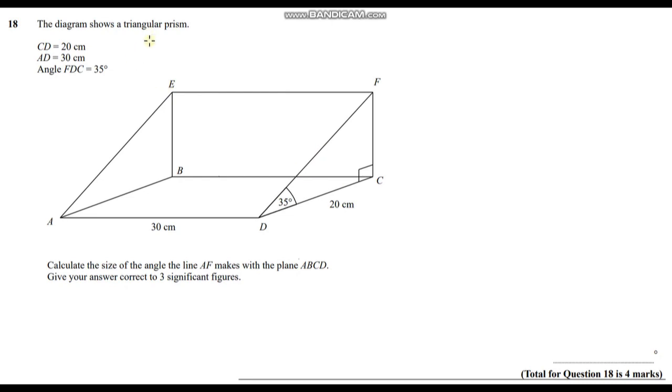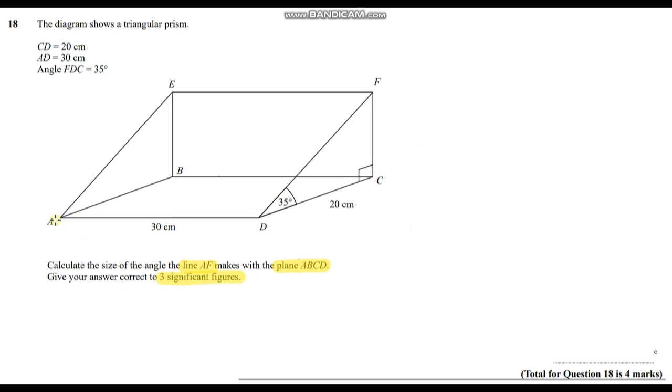Question 18. The diagram shows a triangular prism. The length CD is 20 centimeters. The length AD is 30 centimeters. And the angle FDC, which is this angle here, is 35 degrees. Calculate the size of the angle, the line AF. So the line AF is from here to here, so we're going to have to draw that line in. So what angle does that line make with the plane ABCD? So what angle does this line make with this plane, so this surface of our prism? And we need to give our answer correct to 3 significant figures.